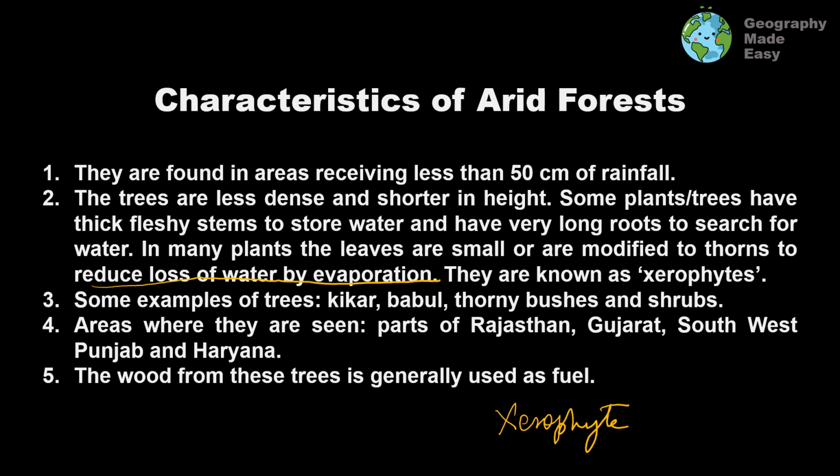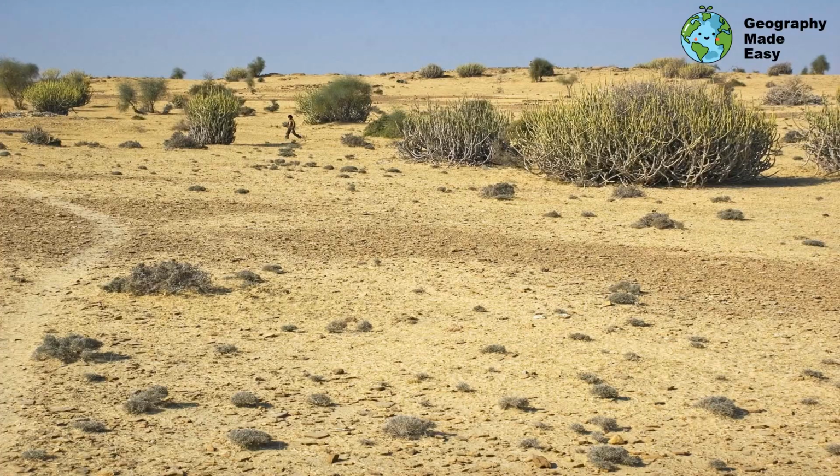This is very important. So this plant modifies its body to suit itself in the harsh conditions which are seen in the arid areas. Some examples of the trees are kikar, babul, thorny bush and shrub. They are seen in Rajasthan, Gujarat, southwest Punjab and Haryana. And wood from this kind of tree is generally used for cooking purposes for fuel. So this kind of vegetation is the arid vegetation, where we can see these large luxuriant cacti and babul trees growing on the landscape.